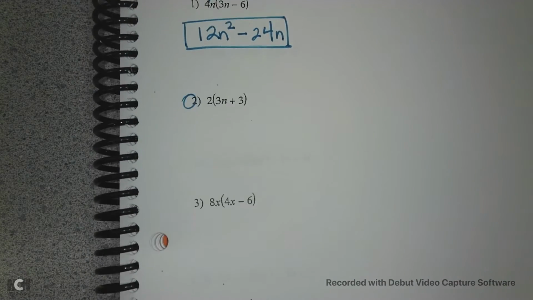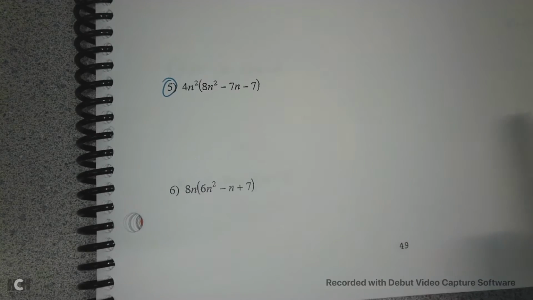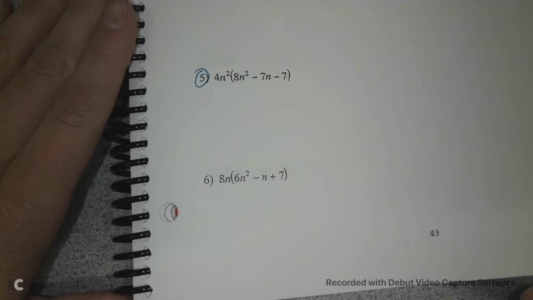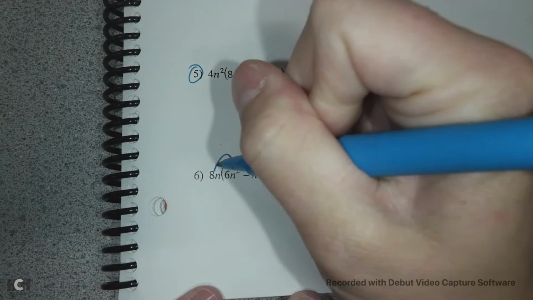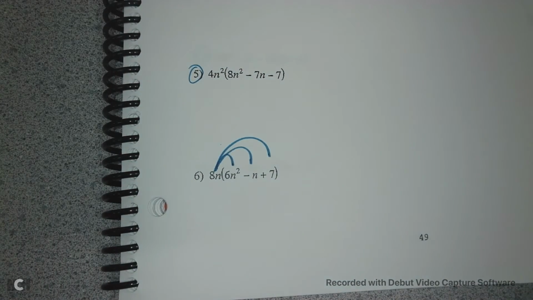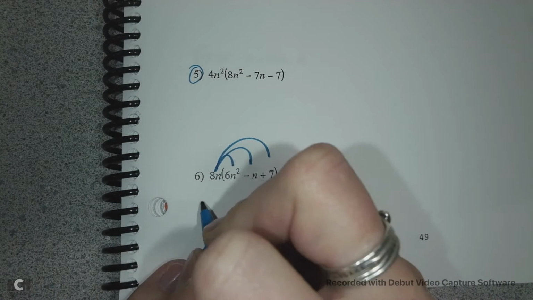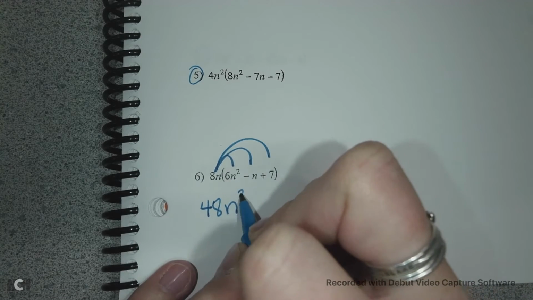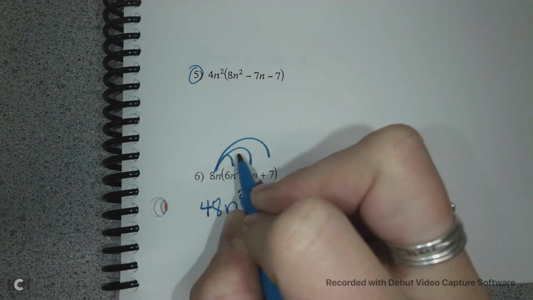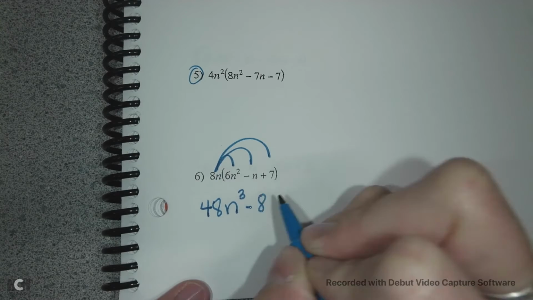Let's do number 6. So number 6, we just have 3 terms, but it's the same idea. So we have to distribute the terms. So 8 times 6 is 48. And then I have 2 and 1 more.